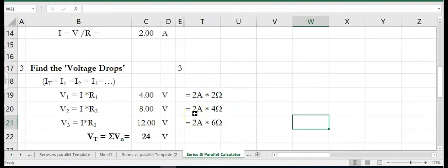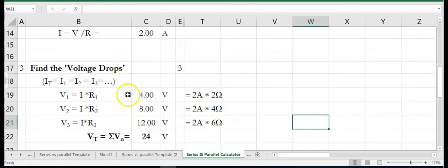So to find the voltage drop, all you have to do is use Ohm's law again. You see it's over here, I is V over R, but this time we're going to solve it for V, which is I times R. So that Ohm's law comes back again, and you're going to go to each piece. So you know it's I times R1, the first light bulb, I times R2 in the second light bulb, I times R3 in the third light bulb. Since we know that all of the current in all of the bulbs is 2 amps, 2 amps will be multiplied by the 2 ohms of the first light bulb, the 4 ohms of the second light bulb, and the 6 ohms of the third light bulb, respectively.